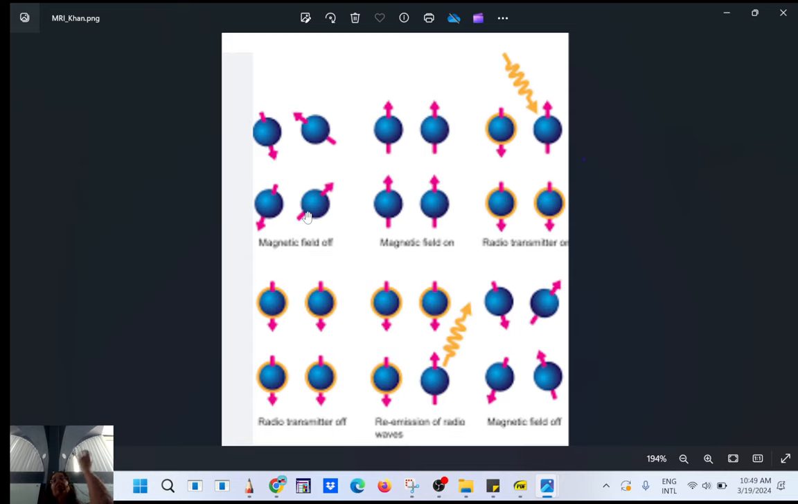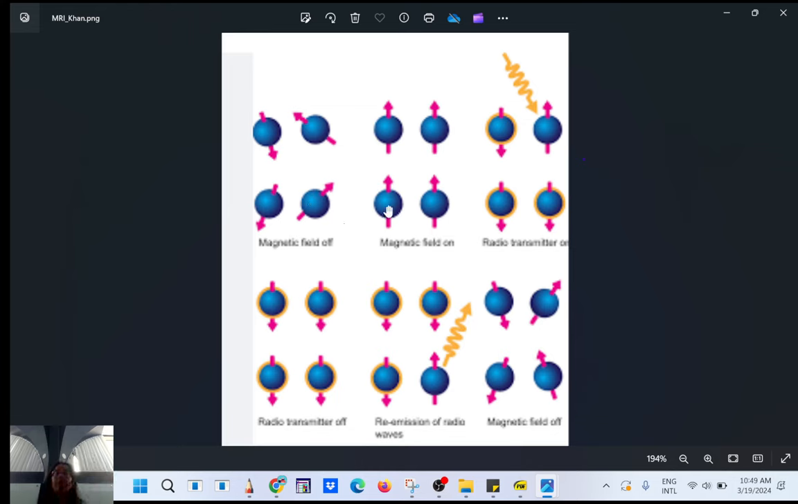Hydrogen nuclei have a spin. If you take an advanced chemistry class, they have a spin. It's like they are behaving like a top. As long as you have a charge moving, it's going to create a magnetic field. So all those little nuclei will behave like small magnets, small loops of current. If there is no magnetic field applied, they will be random, in all directions.